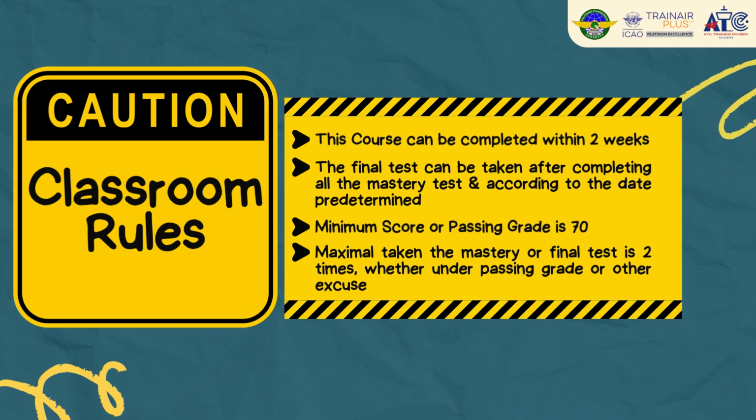We have some important things about course rules. Rule number 1, this course can be completed within 2 weeks. Rule number 2, the final test can be taken after completing all the mastery tests and according to the date predetermined. Rule number 3, minimum score or passing grade is 70. Rule number 4, the mastery test can only be taken 2 times whether you have passed the grade or not.